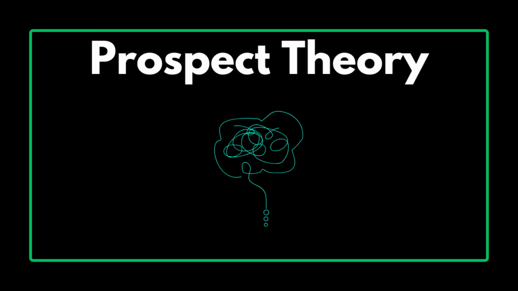Prospect theory has had a major impact on the field of behavioral economics, which studies how psychological factors influence economic decisions. Traditional economic theories assume that people always act rationally, but prospect theory shows that emotions and biases play a significant role in decision-making. This has led to new approaches in fields such as finance, marketing, and public policy.